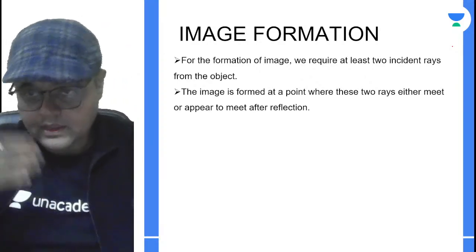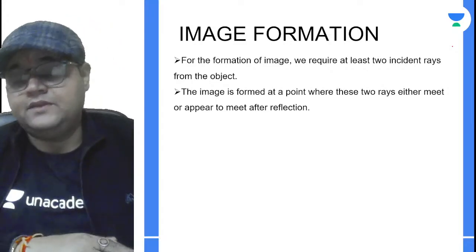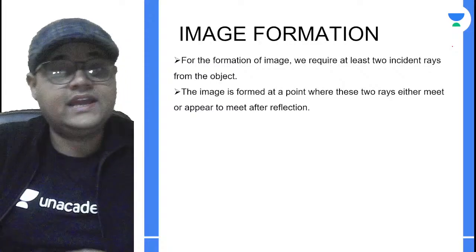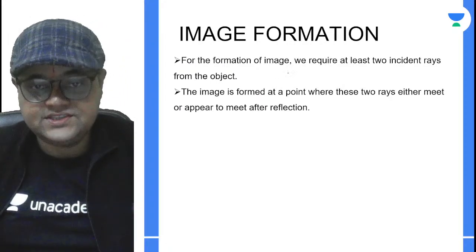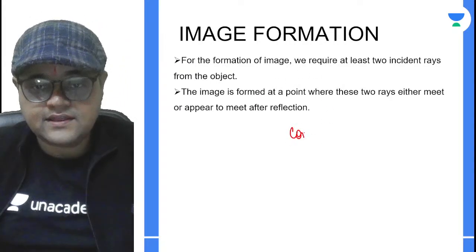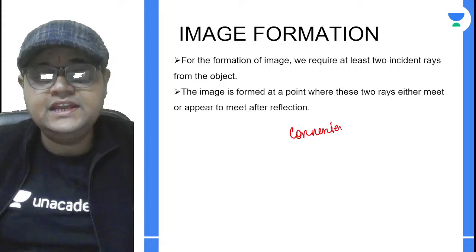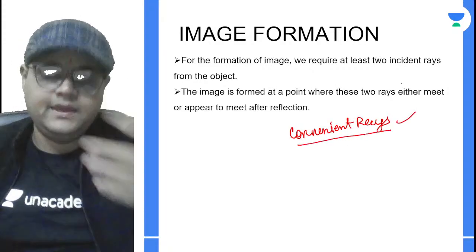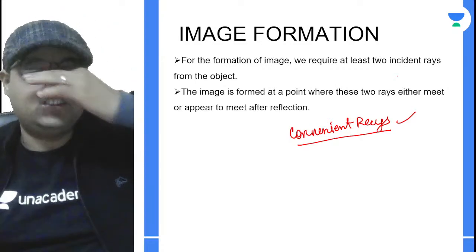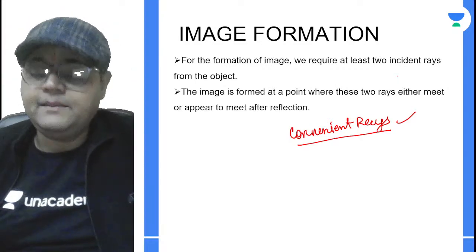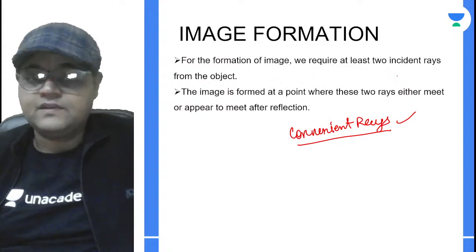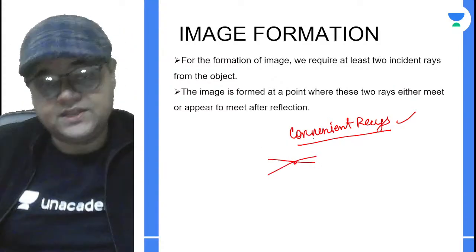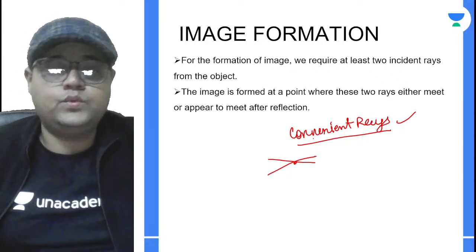Later on, when we discuss spherical mirrors, you'll get to know that these rays are called convenient rays. For image formation, we need convenient rays. This is not the session where I'll discuss this, but in the next session on spherical mirrors, I'll tell you about convenient rays. Only when two rays intersect will there be an image, otherwise no image will be formed.